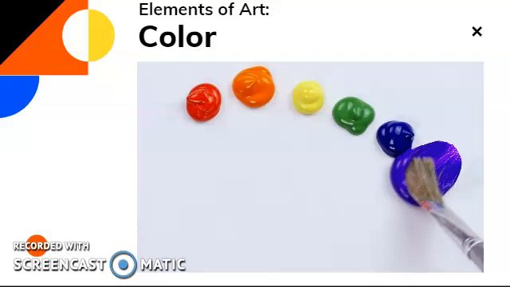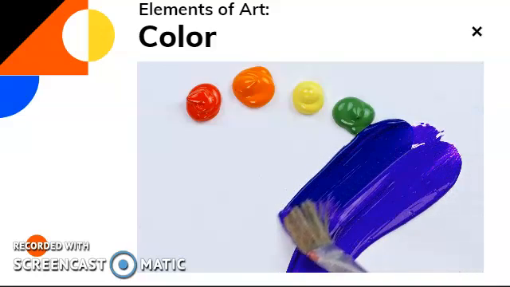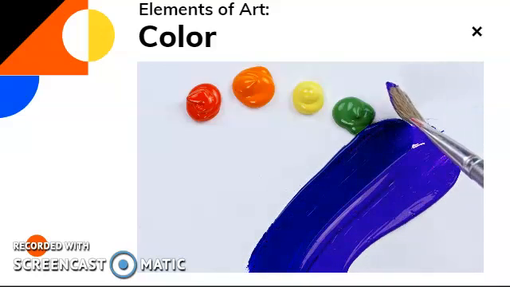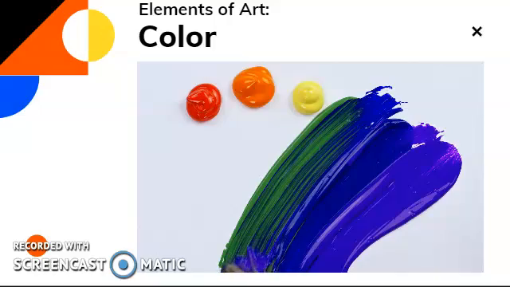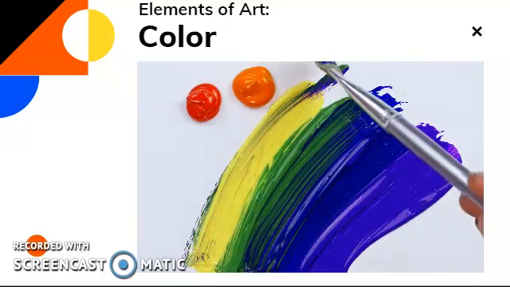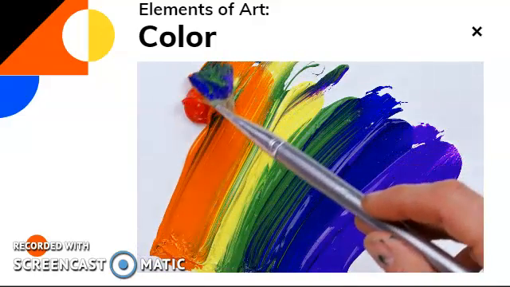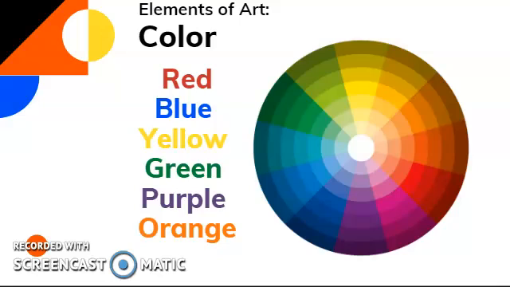Color. You surely have some idea of what color is. You probably even have a favorite color. There are lots of colors. Another name for color is hue. There are many colors that we see every day. Some colors can be like red, blue, yellow, green, purple, and orange.